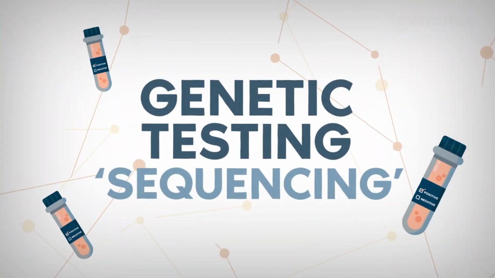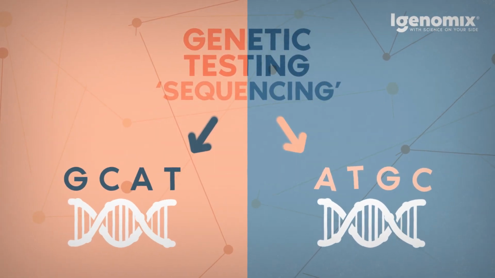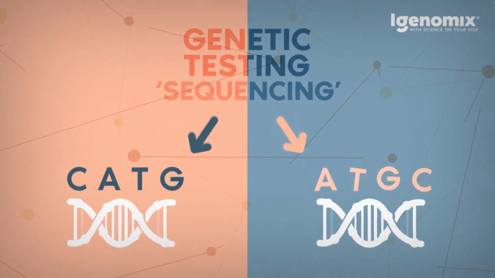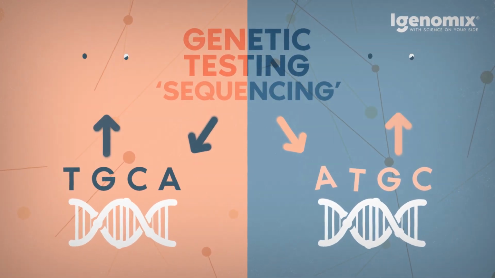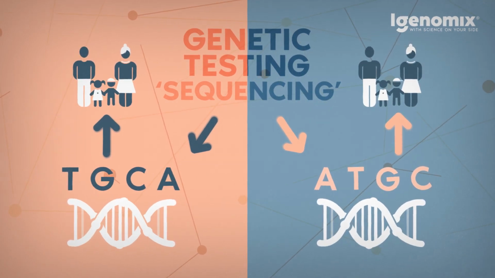Genetic testing, or sequencing, looks for changes in the sequence of letters in our genes that could cause disease, almost like looking for a spelling change. Some spelling changes are harmless, while others can affect the function of the gene and could be the cause of the condition in you or your child.